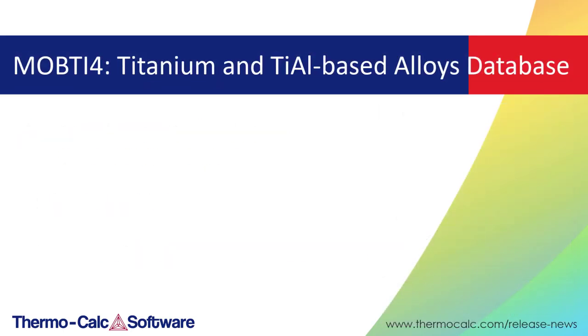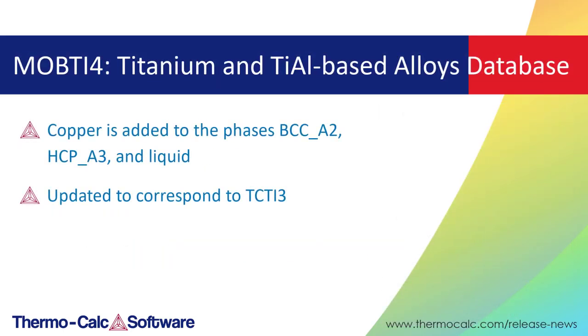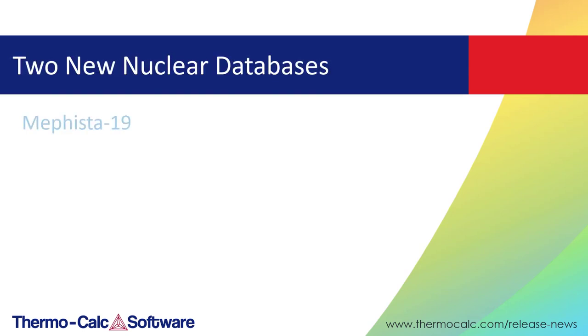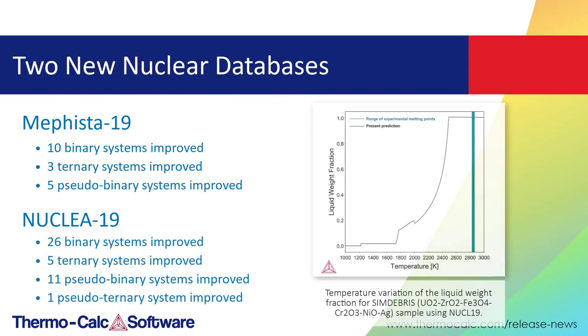The corresponding mobility database, MobTI4, adds copper to 3 important phases and receives other updates to correspond to the new TCTI3. MobAL6, the mobility database for aluminum-based alloys, adds 3 elements in this release. Both of the third-party nuclear databases we offer, Mephisto 19 and Nuclea 19, have new versions for the 2021A release.